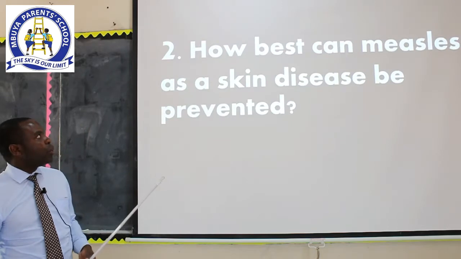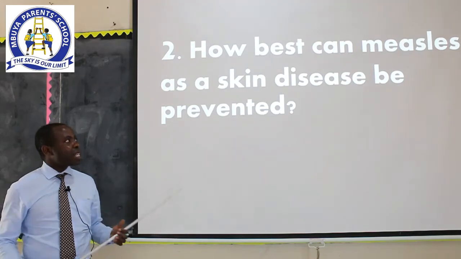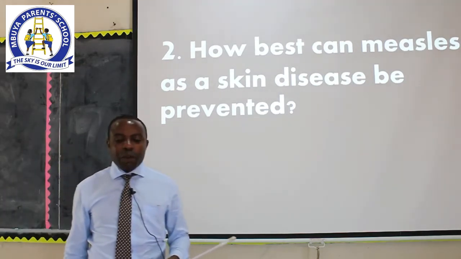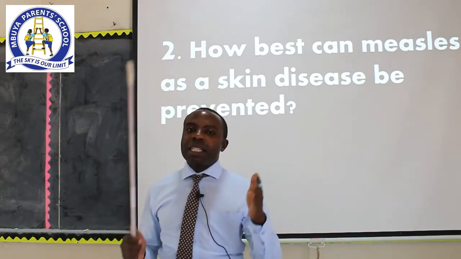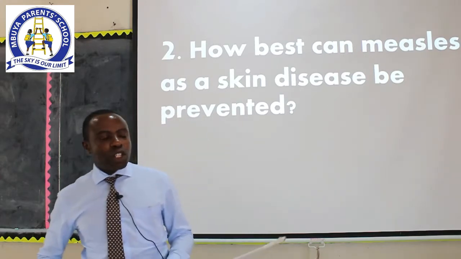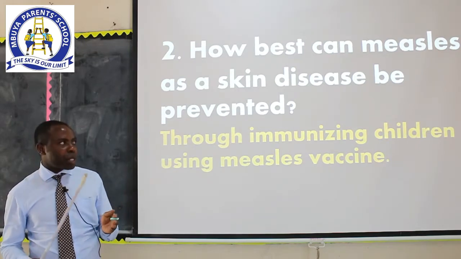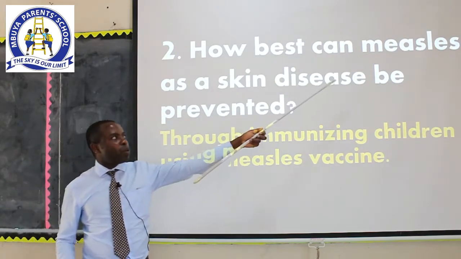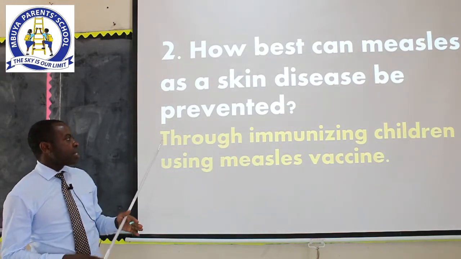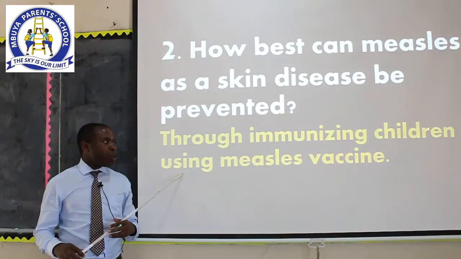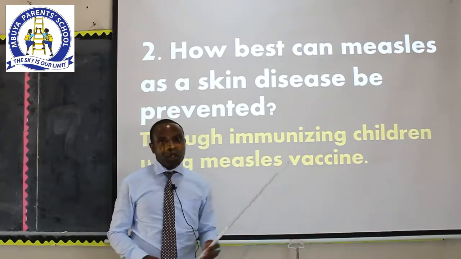We had question 2, as you see, whereby it says, how best can measles as a skin disease be prevented? Remember, measles is a viral disease, and it is taught in P5 as an immunizable disease. So all immunizable diseases can be prevented by immunization. But because they are specific in the question with one disease, you can't say by immunization, because that is general. And so the answer is through immunizing children using measles vaccine, because this is the vaccine for measles as a disease.